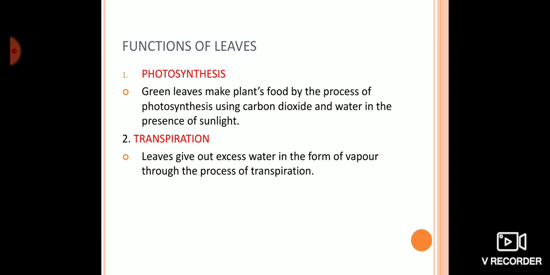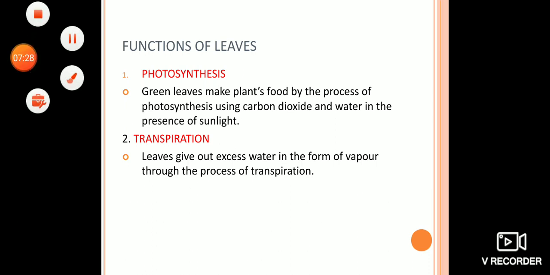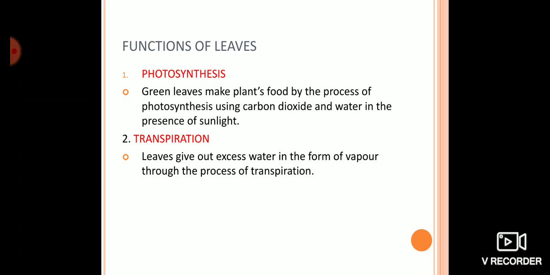Now there are two important functions of a leaf. The first one is photosynthesis and the second one is transpiration. In photosynthesis, green leaves make the plant's food. They prepare their food by the process of photosynthesis using carbon dioxide and water in the presence of sunlight, as you know. Then in transpiration, the leaves give out excess water in the form of vapor. We will study photosynthesis and transpiration in detail now. So first we will see photosynthesis.